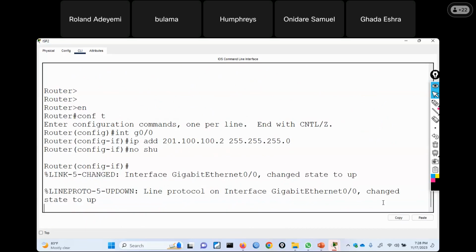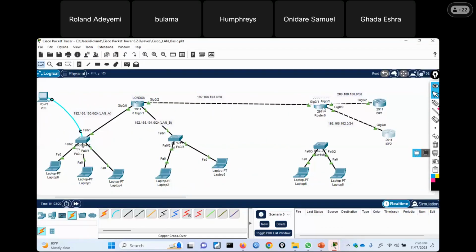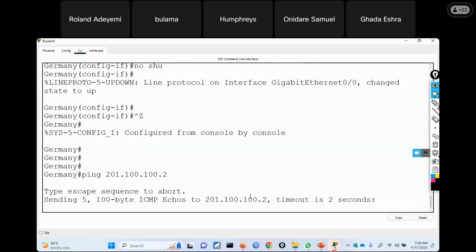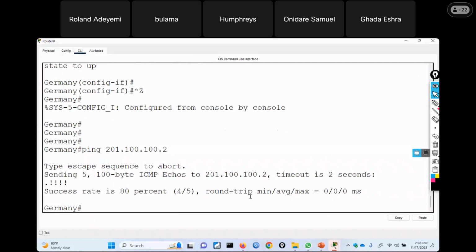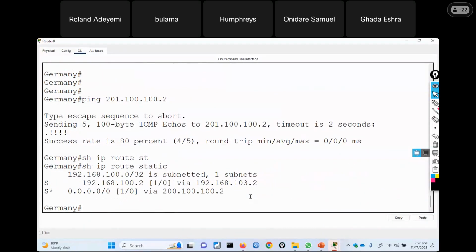Okay, so let me be sure I can ping between the two routers. Ping. Good. So now on the Germany router, I already have a static route. Show IP route static. I mean default route. See my default route here. And look at the sign for default route. I didn't even show you that.